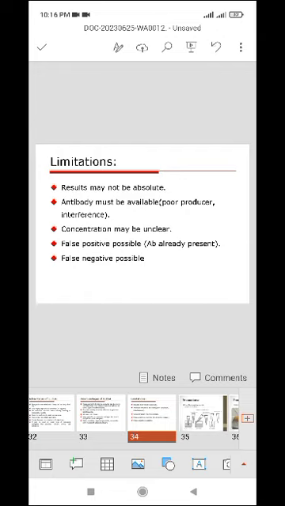Limitations. Results may not be absolute. It's one of the limitations of ELISA. Antibody must be available. If the antibody is not available, then this process cannot be followed. Concentration may be unclear. False positive is possible, false negative is possible.